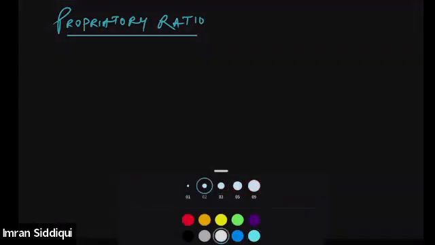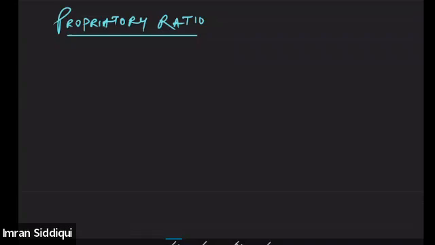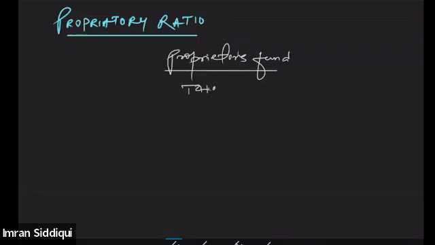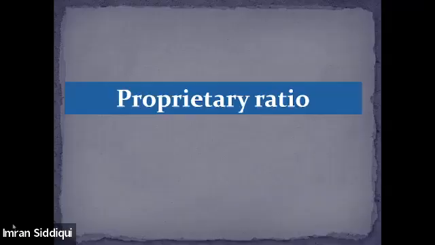And to find out the proprietary ratio, the formula is proprietor's fund divided by total assets. Okay. And proprietor's fund here basically means the shareholders' fund. So keeping that in mind, we'll do a few questions based on this ratio.